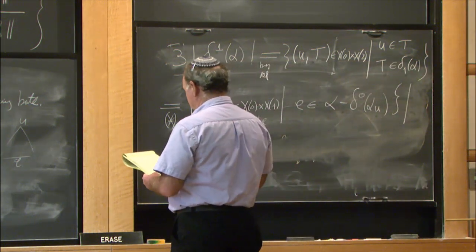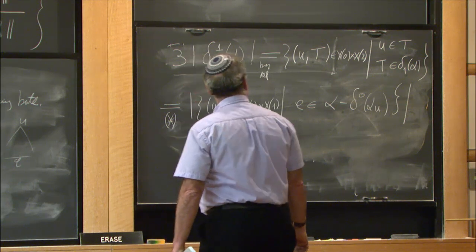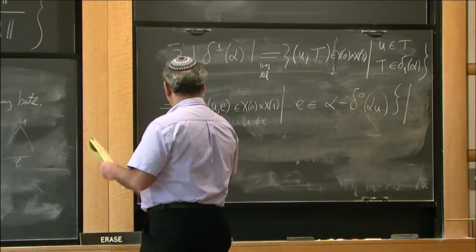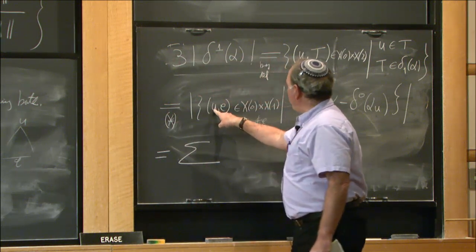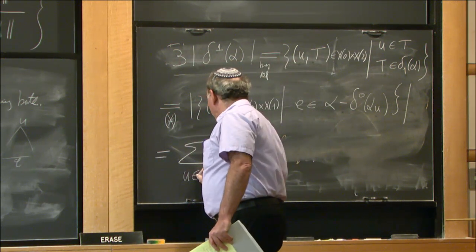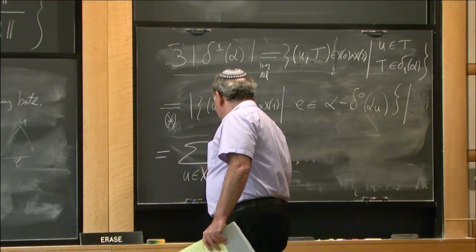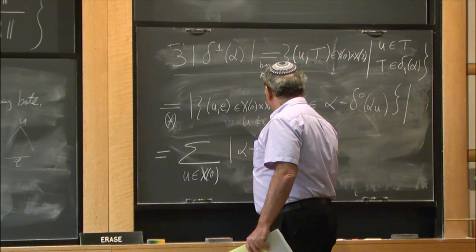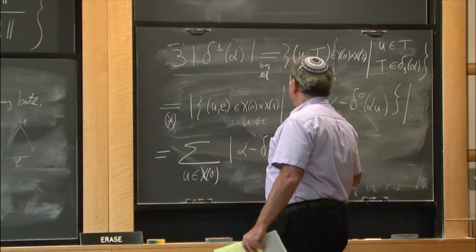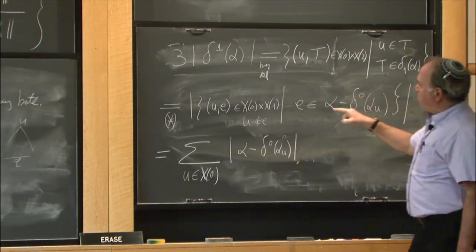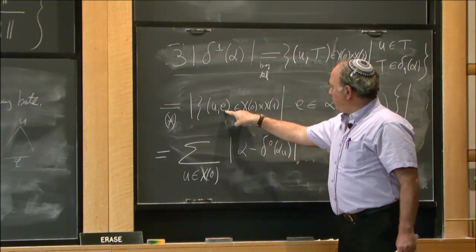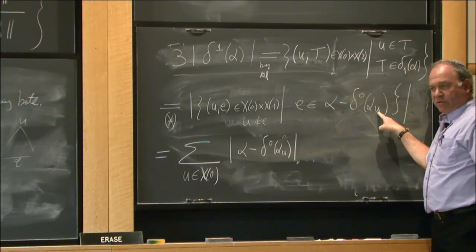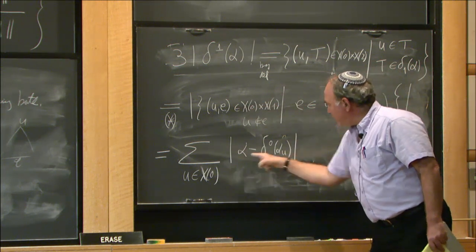So now, I claim, so now what happens here? Here, we are going over all U and all E. So I can say this is like going over all U in X0, and computing the size of alpha minus delta 0 alpha U. Right, because this is the size of this set. Like for every pair U and E, I'm taking all the edges which are inside this set. So the size of this set is exactly the size of this set.